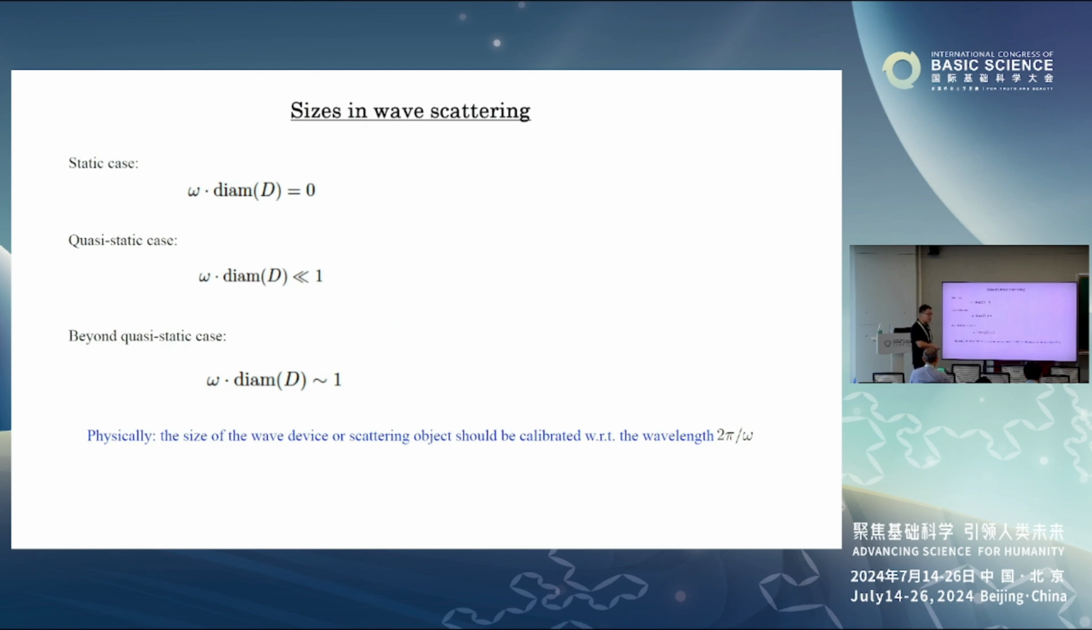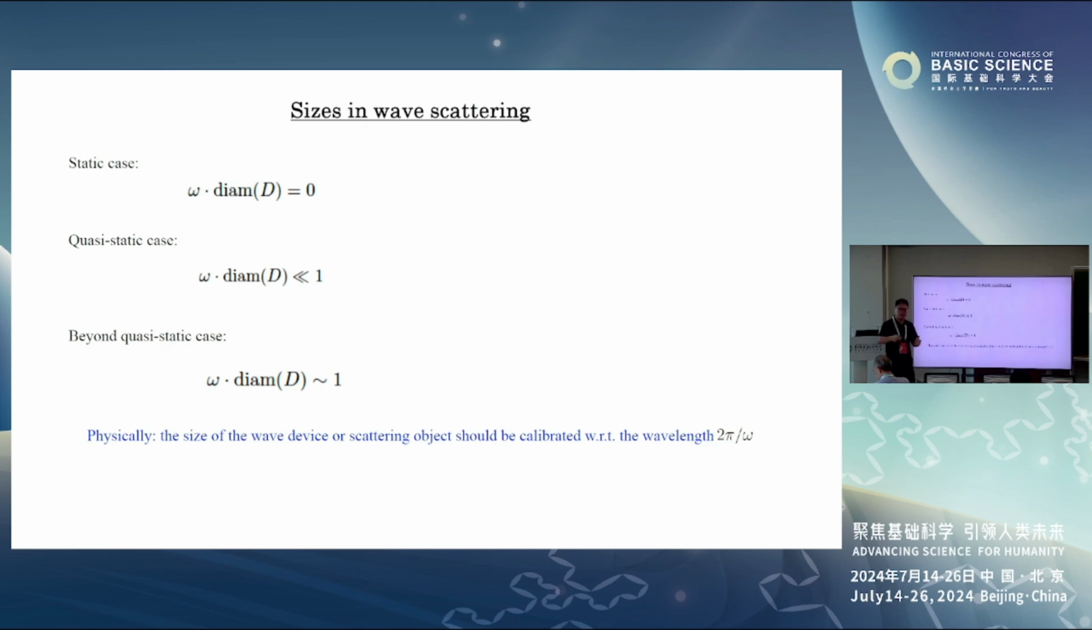Based on this calibration, we get three cases. This is the static case, where omega times the diameter d is 0, with d being the geometric size of the scatterer. This product is non-dimensional. When omega times the diameter is much smaller, this is the small size, beyond the quasi-static case. This is the big size. So we get these two scales, small and big, based on the frequency and the geometric size of the scatterer.